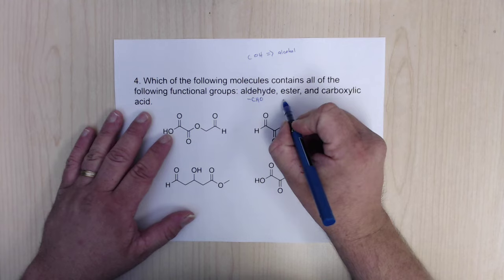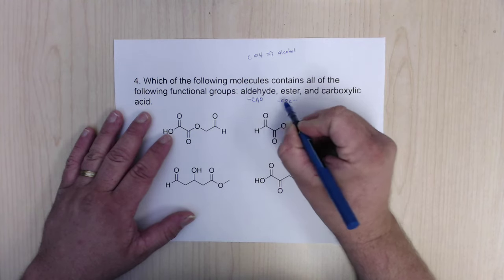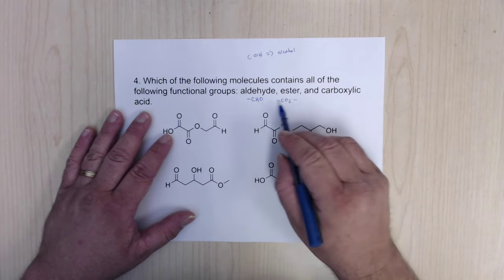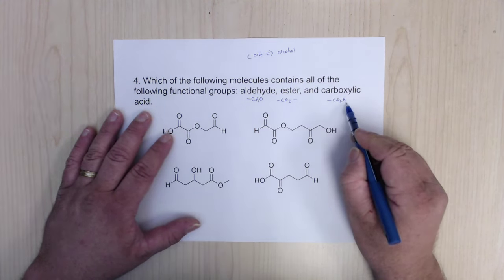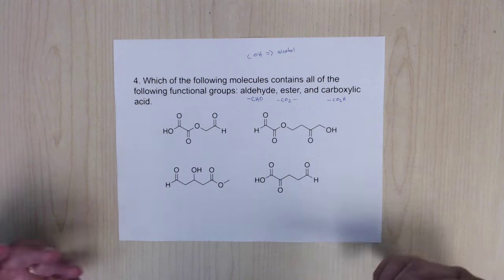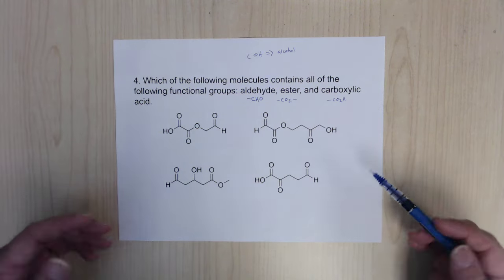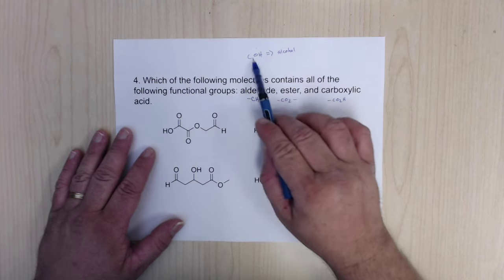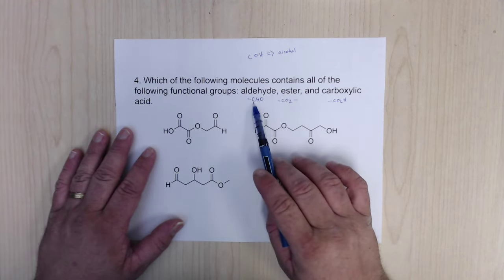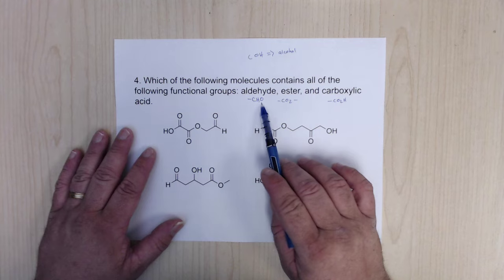Okay, an ester is typically just CO2, and then there'll be carbons on either side of that, and the carboxylic acid is going to be CO2H. So just be aware of these abbreviations, particularly the aldehyde. Don't think that it's an alcohol. If it's an alcohol, it's usually listed as an OH, and aldehyde is CHO.